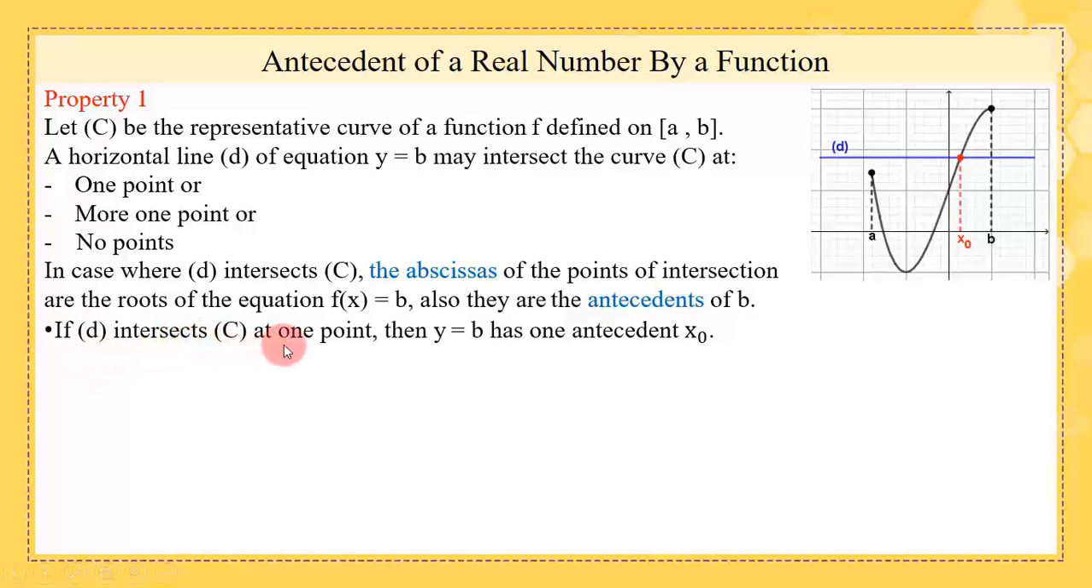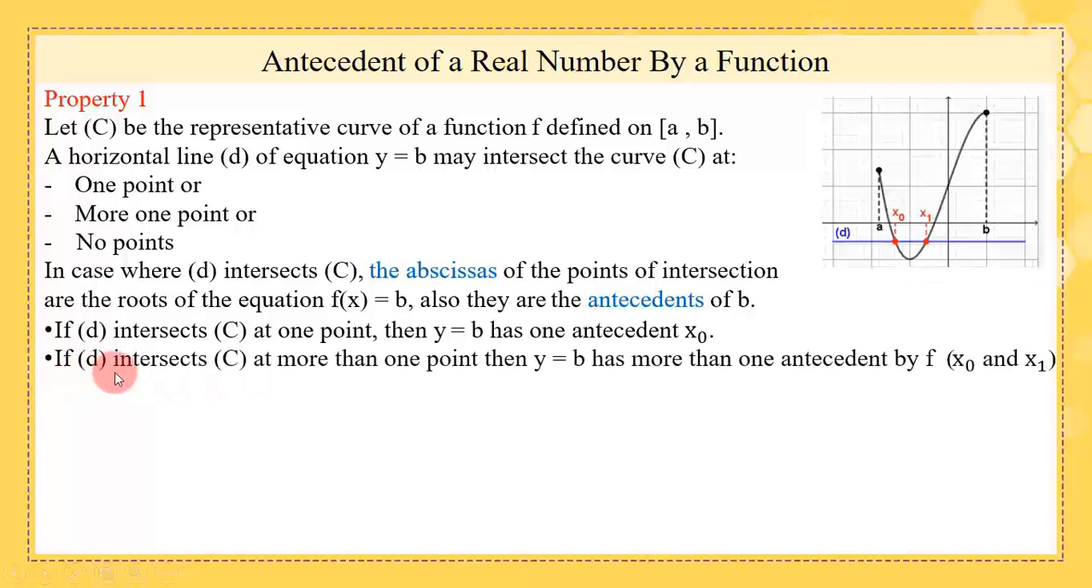If D intersects C at one point, then y equal b has one antecedent. Here, if you see, line D cuts the curve C at one point. The abscissa of this point, which is x0, is called the antecedent of b. If D intersects C at more than one point, then y equal b has more than one antecedent by f. Here, D cuts the curve at 2 points. The abscissas of these points are x0 and x1, so we say that y equal b has 2 antecedents.